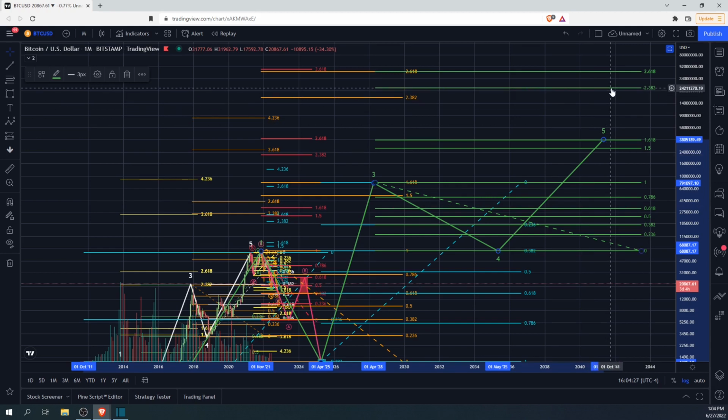Now, if we did have something crazy happen and we came all the way up to the 2.382, we're talking about Bitcoin becoming the world reserve currency and $24 million targets. Now, does that seem likely? No, it does not. But we're talking about essentially the initial one of our macro pattern took over 12 years to play out, and we're still in the process of the retracement.